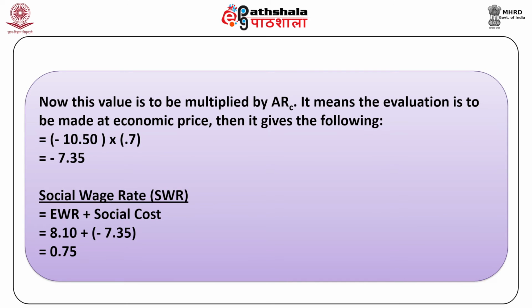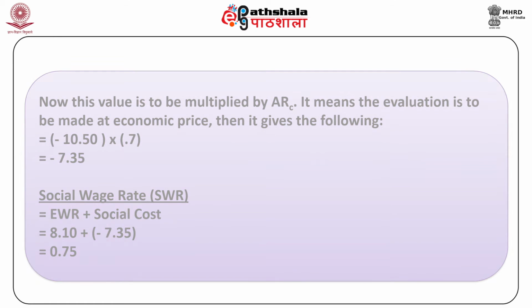Now, this value is to be multiplied by ARC. It means the evaluation is to be made at economic price, then it gives the following: minus 10.50 into 0.7 equals minus 7.35. C. Social wage rate, that is SWR. Social wage rate is equal to EWR plus social cost. Therefore, we can write 8.10 plus bracket minus 7.35, which is equal to about 0.75.